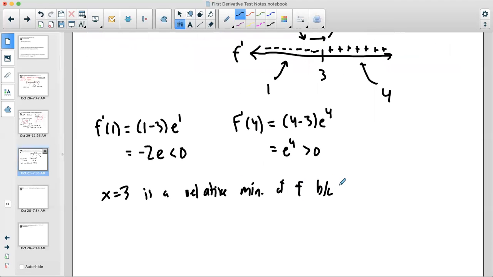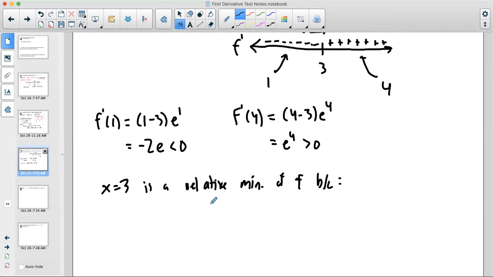Because, and now I want to, because is the justify your answer part. We said the answer, but now we got to justify it. And there's two ways to do this with what we know so far. One way is to say this: because f decreases for x is less than 3, and f is increasing for x is greater than 3.